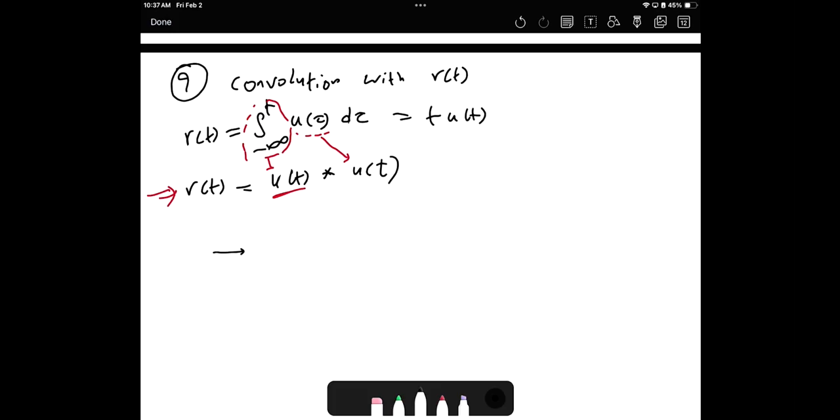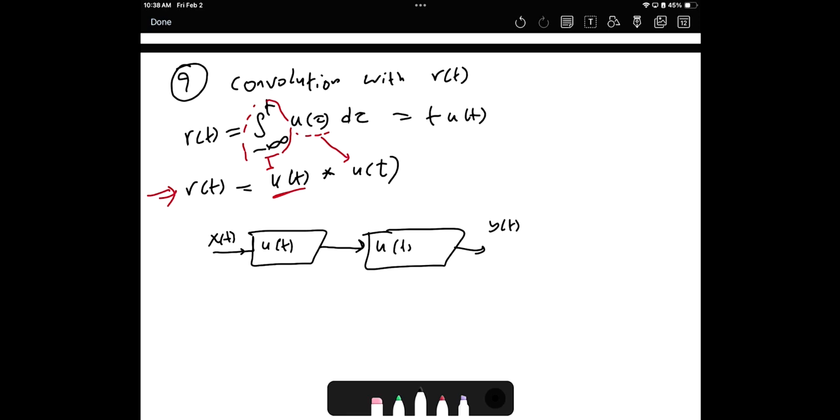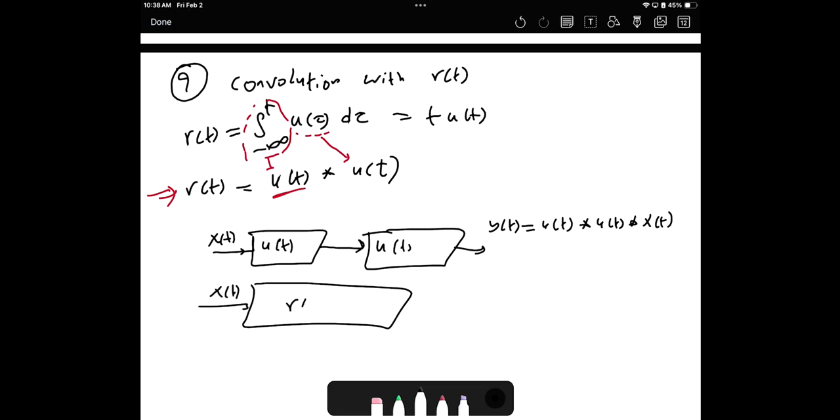So here is x of t. We have u of t here, then another u of t here. This will give us y of t, which is u of t convolved with u of t convolved with x of t. This is equivalent to: here is x of t, and here is r of t, y of t equals r of t convolved with x of t. In other words, you can replace r of t by u of t, so it will be u of t convolved with u of t convolved with x of t.